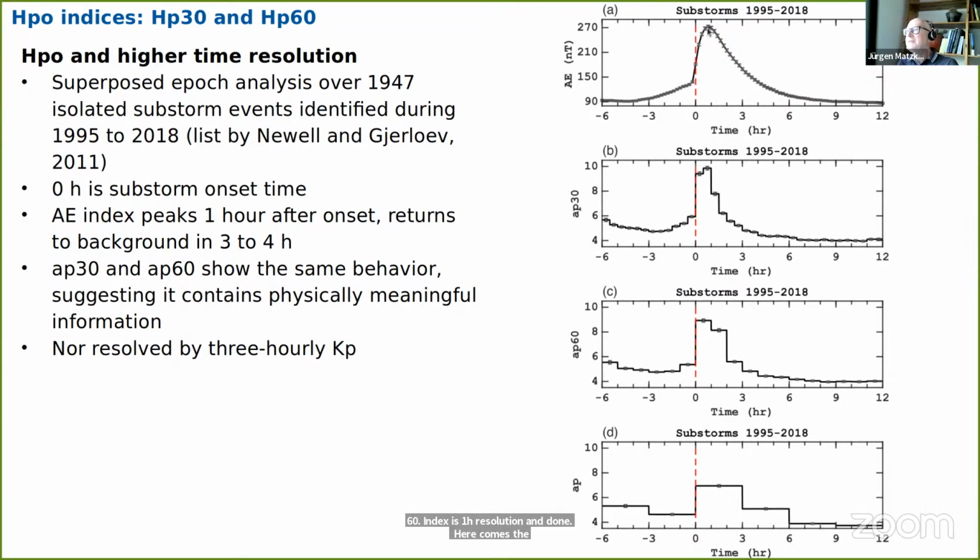And the AE index peaks after 1 hour and is basically back to background after 3 to 4 hours. KP cannot show this, AP cannot show this, but our new indices nicely show this. That means that we have a physically meaningful information here in the new index, which is not resolved by KP.